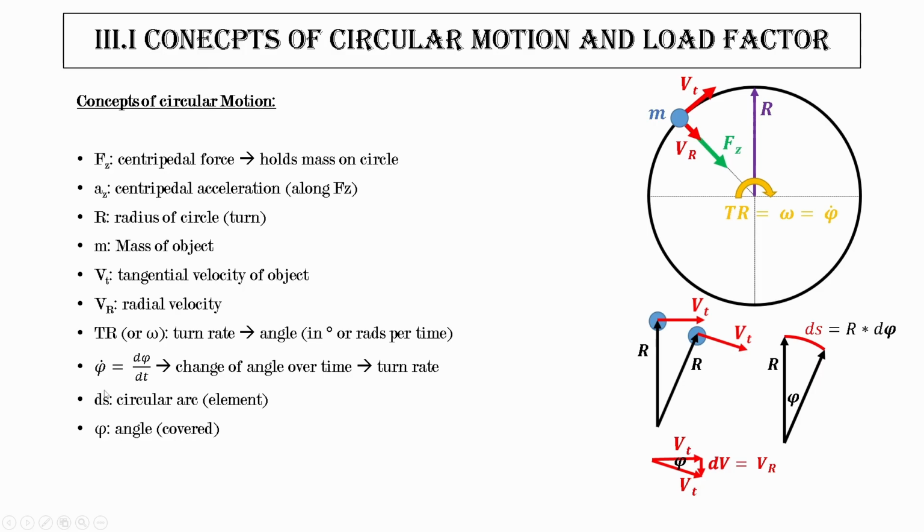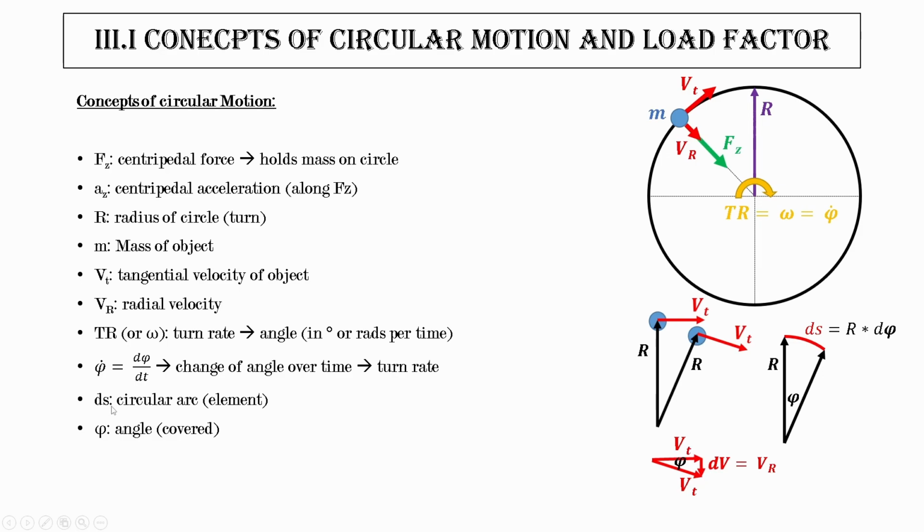Okay, and then we have the change of angle over time, which is phi dot, and as you may see, angle over time is the same as turn rate, so phi dot is the same as turn rate. The reason you write it like this is you indicate that turn rate is a derivative of angle with respect to time. Okay, so whenever you see a dot over a quantity, it is with respect to time, dt, time increment.